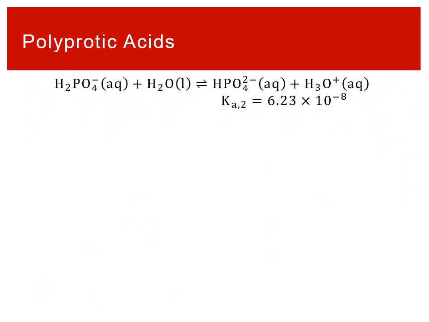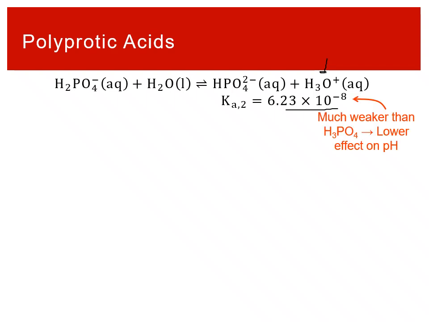So now I have this new acid, H2PO4-, that can lose a second hydrogen. This is where polyprotic acids are different and unique from what we've seen previously with monoprotic acids. H2PO4- was created in the first reaction, and this can now react with water to make more hydroniums. I have an equilibrium constant here, it's 10 to the negative 8th, so it's a weak acid process, and I can work through this process.